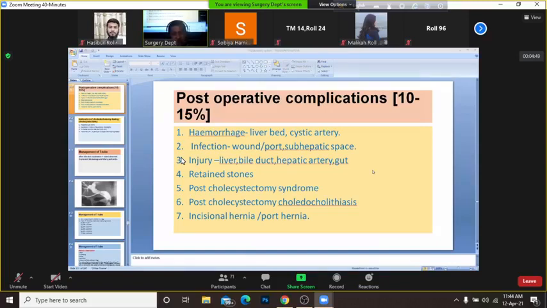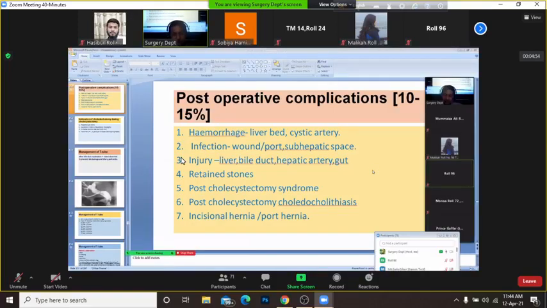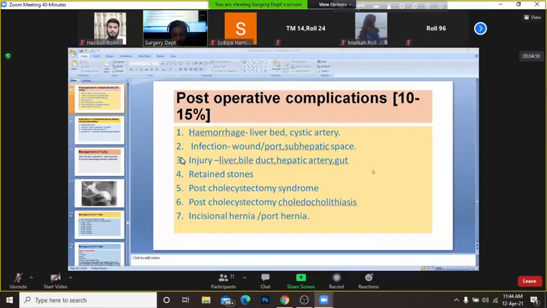যে সিমটমের জন্য সে আসছিল, this similar symptom or new symptom going to persist after operation. That is, as a whole, it is called post cholecystectomy syndrome. Then post cholecystectomy choledocholithiasis. You know, sometimes the stone might form in the bile duct.